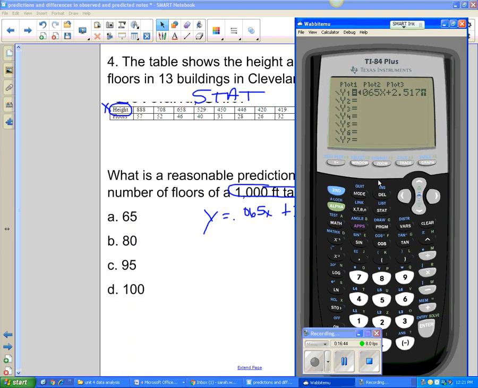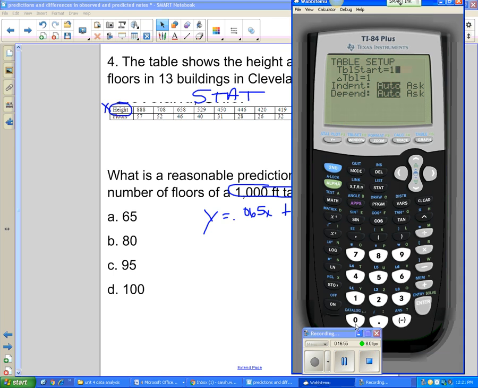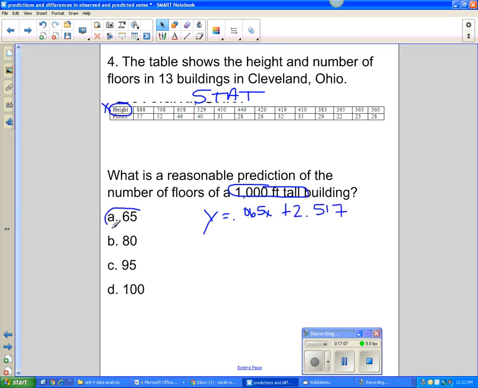So we're going to go second table, and we are looking for 1,000 in the X. So we're going to go to second window and type in 1,000. And go to second graph. And for 1,000, 67.5. So the best answer choice is A. That's the closest one.